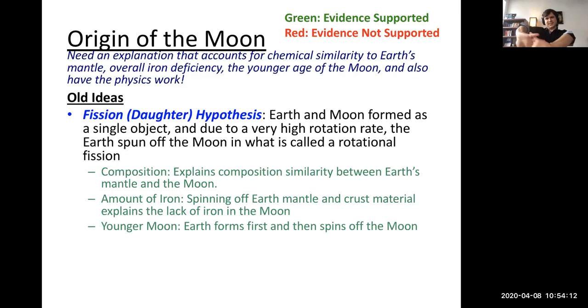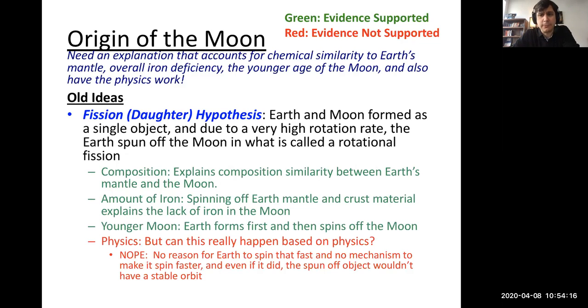All right, physics. Does it work on this one? Sadly, no. What reason is there to get the Earth spinning so fast that it could have a rotational fission event? There aren't really any physical processes that could get the Earth spinning so fast that it would experience a rotational fission event. So that's just not expected.